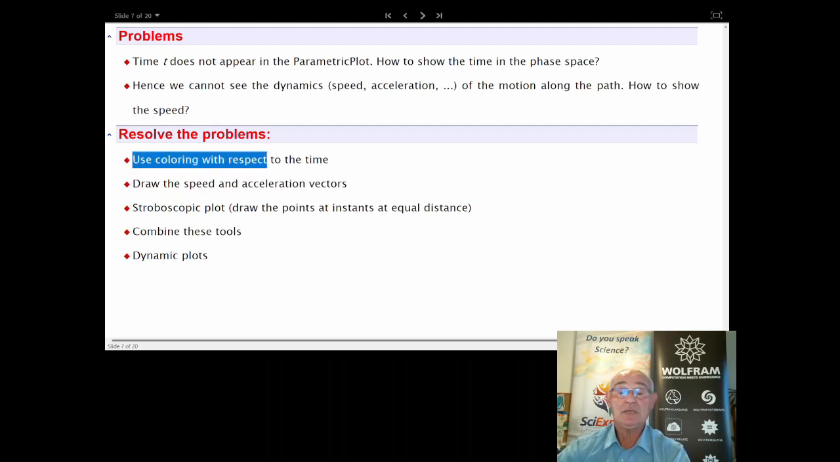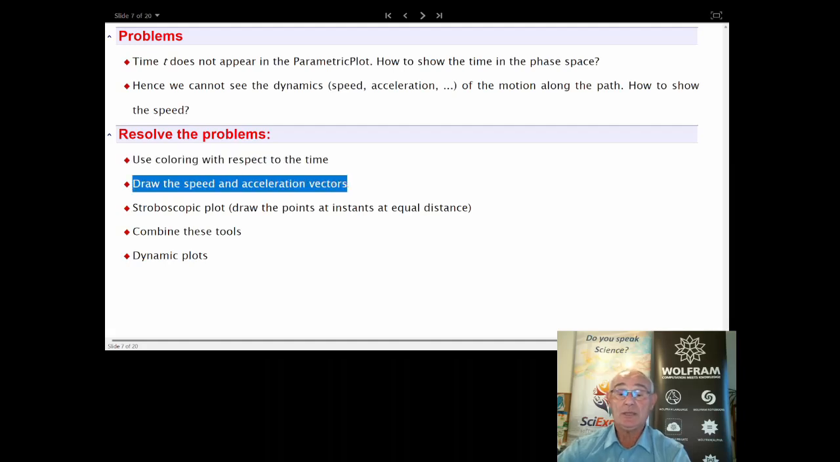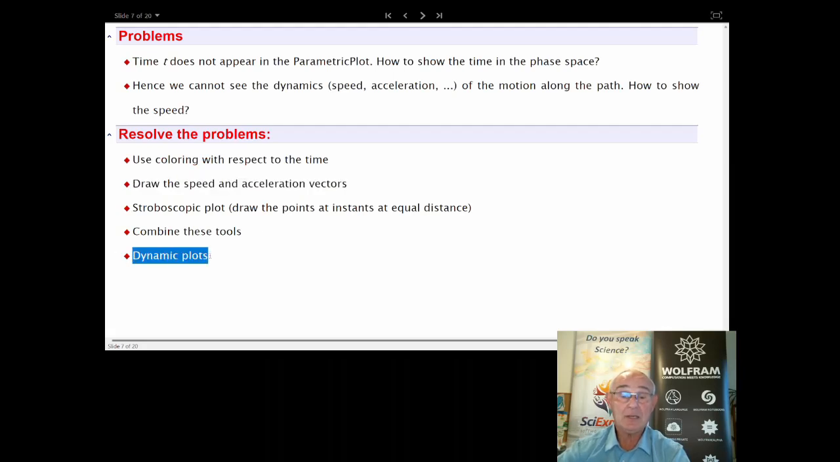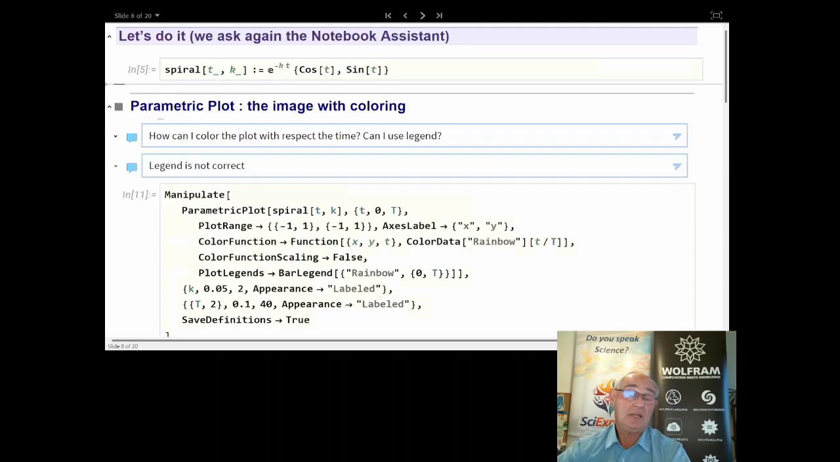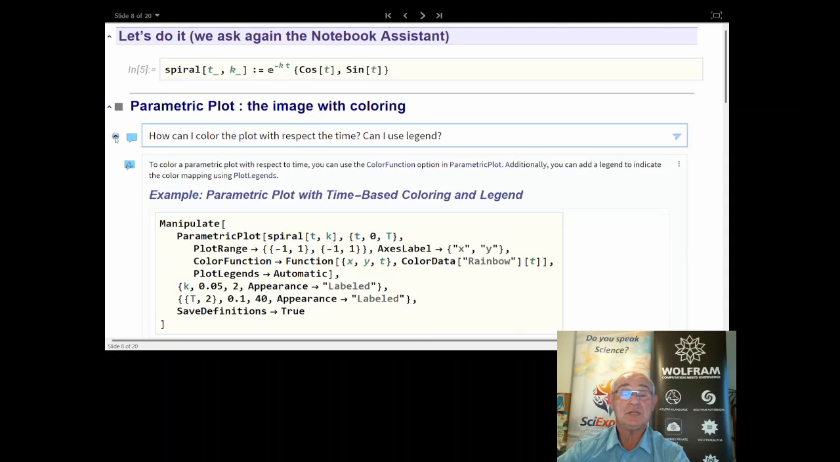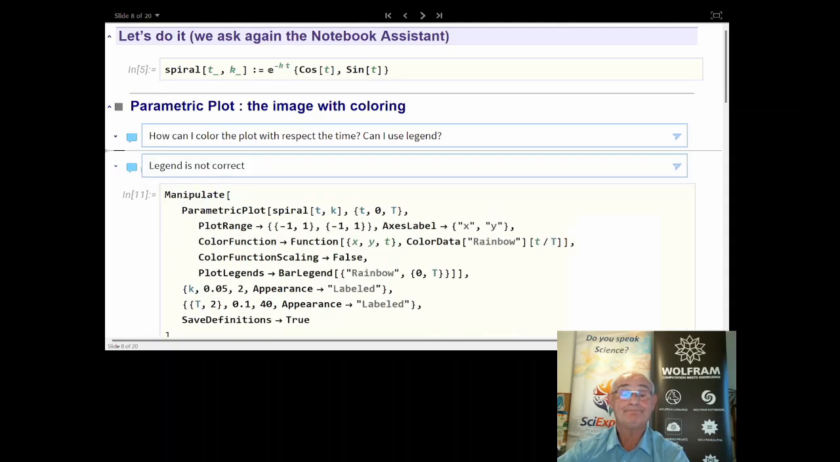That's easy. We can use coloring, drawing the speed and acceleration vectors, maybe dynamically. We can also use a stroboscopic plot, and we can combine these tools. Let's do them. Let me ask the Notebook Assistant what to do. How can I color the plot with respect to the time? Can I use a legend anyway? I obtained the result, but now in the result the legend is not correct. That's what I wrote to the Notebook Assistant.